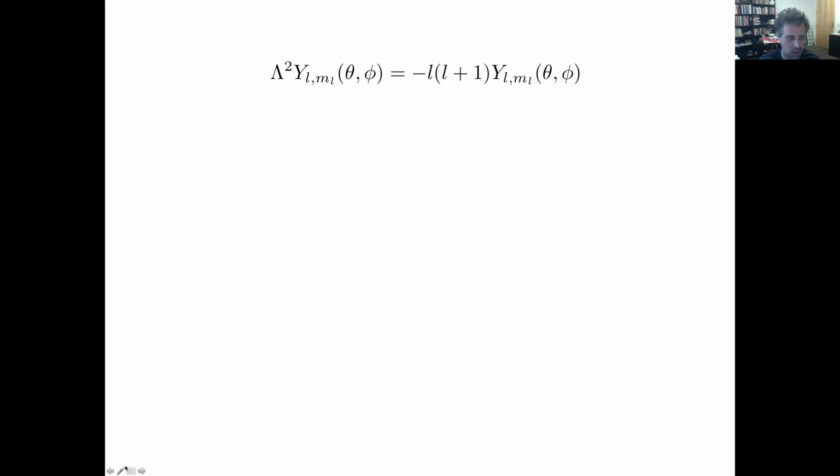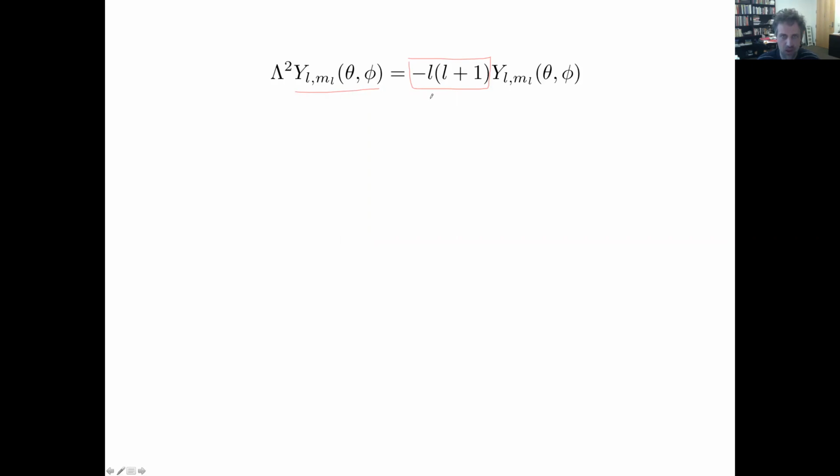Okay, so what are the eigenvalues of this wave function, the spherical harmonic, when the Legendrian is operating on it? It turns out the eigenvalues are minus L times L plus 1. Those are the eigenvalues of the Legendrian, and the eigenfunctions are the spherical harmonics.